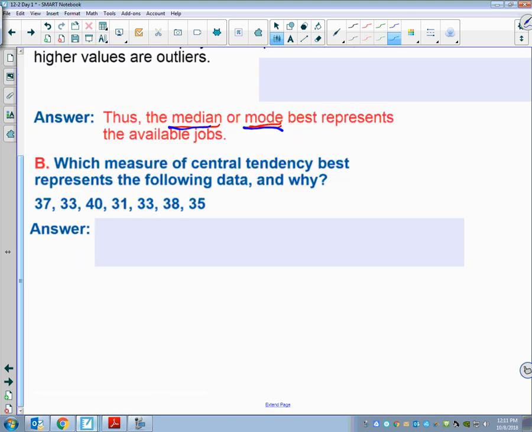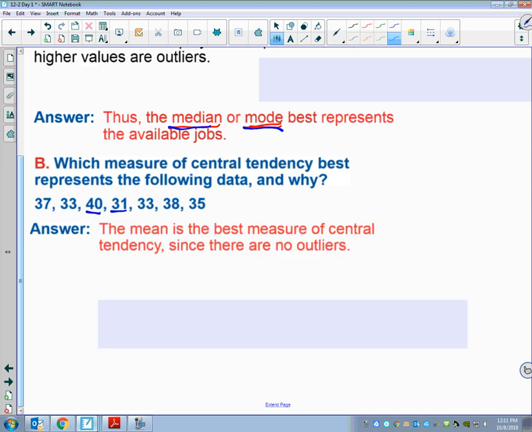Look at this one. It says, which measure of central tendency best represents this data? And it's not a story problem, but looking at this, the data is really close together. Look, our highest number is 40, and our lowest number is 31. So I would think the answer would be mean here. And so let's see what it says. The mean is the best measure of central tendency because there's no outliers. There's nothing way outside the data set. So this would be an example of the mean. Okay, so notice we're not finding them. We're just asking which one we should choose.